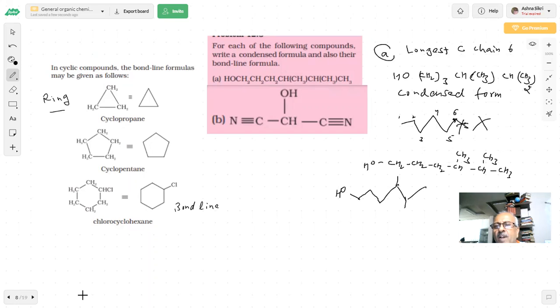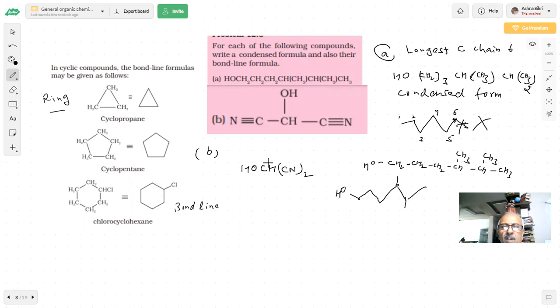I've given another question. How will we write this, students? You have 1 minute. Condensed form, and then the bond line B. What is the condensed form of these, students? If I say CH, OH, CN twice, am I right or wrong? Right, sir.